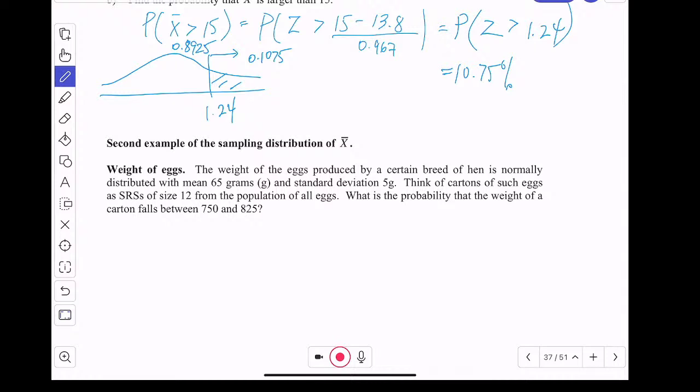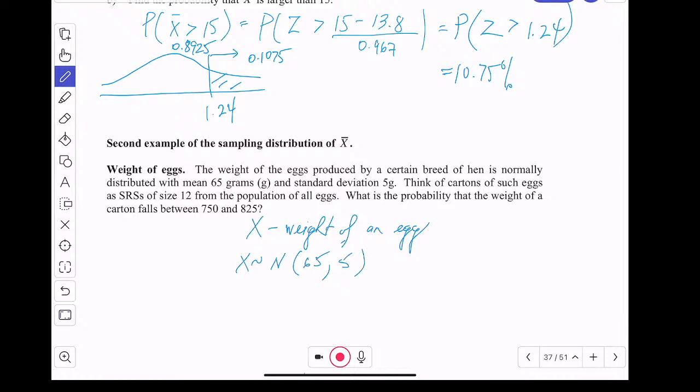So the weight of the egg produced by a certain breed of hen is normally distributed. The weight of the eggs. So X is the weight of an egg. Notice I'm using X now as a normally distributed thing, right? So X is normal with mean 65 and standard deviation 5.